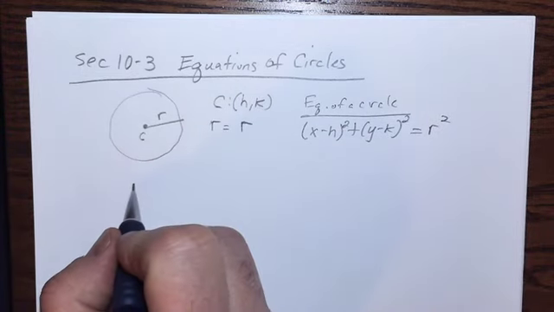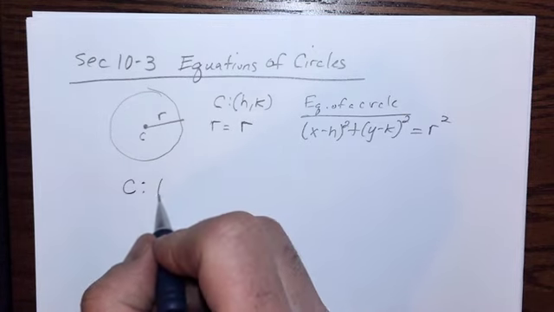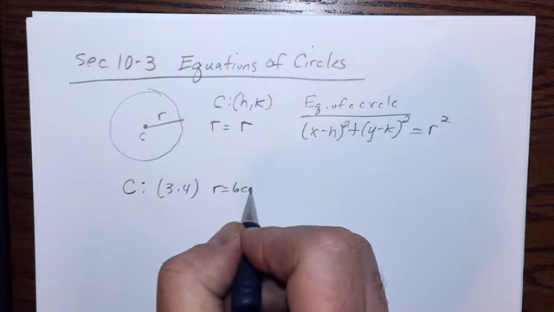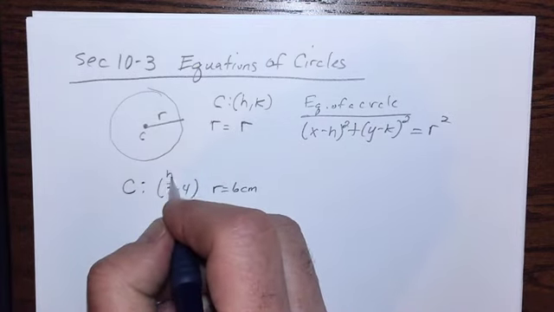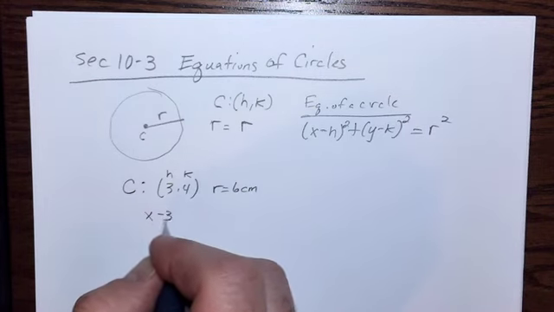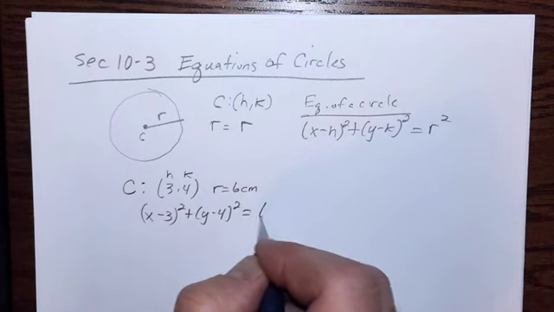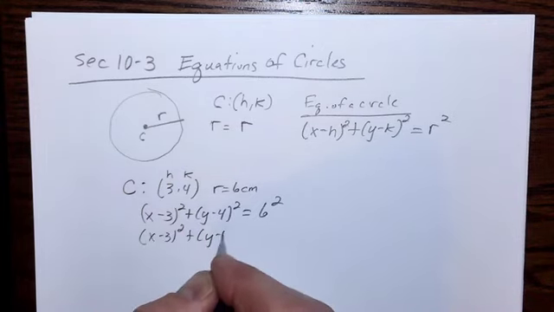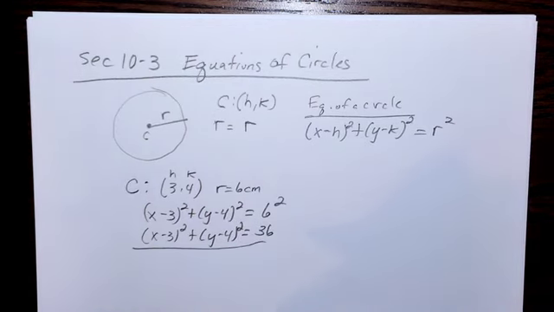And so an example, if I gave you that the center was the point (3, 4), and the radius was equal to 6 centimeters. Okay, the equation of the circle then would be, this would be h, this would be k. So notice that this is going to be (x minus 3) squared plus (y minus 4) squared equals 6 squared, or (x minus 3) squared plus (y minus 4) squared equals 36. There's the equation of the circle.